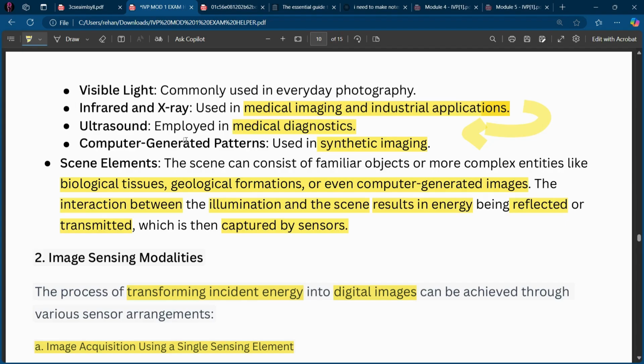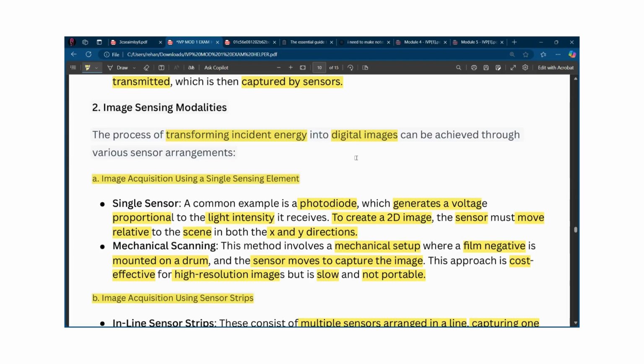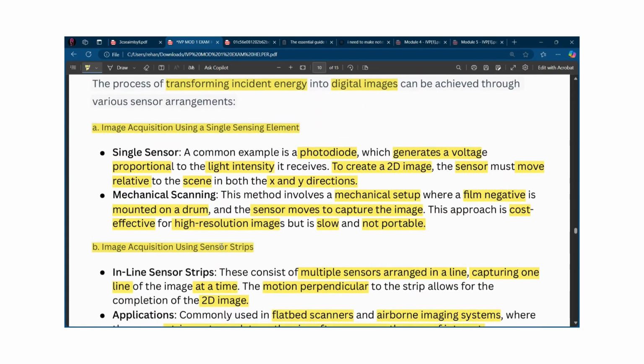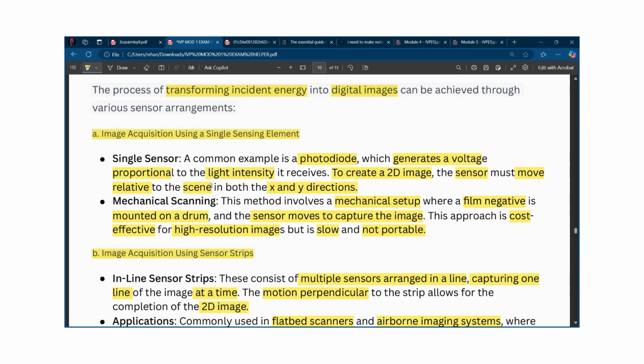Now we'll go to the second part of this process. The image sensing model is the transformation of the energy sensed by the sensor into a digital image. It can be done through various sensor arrangements. There are three types: using a single element, using a sensor strip, and using a sensor array. A single sensor is a photodiode, which generates a voltage or current proportional to the light intensity. The more intensity, the more current, and it creates 2D images.